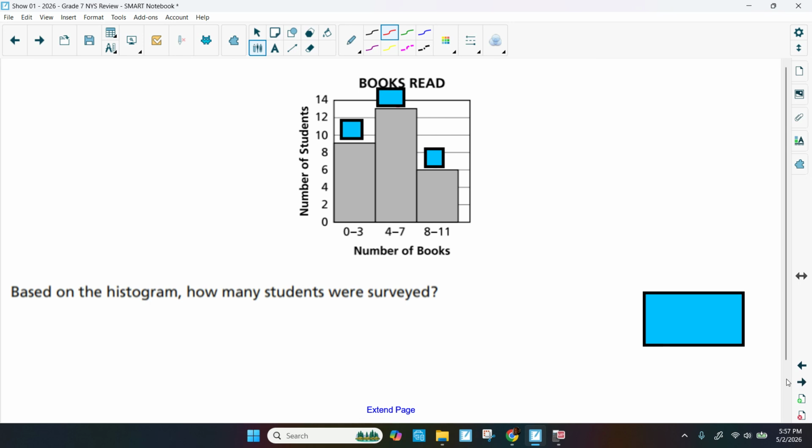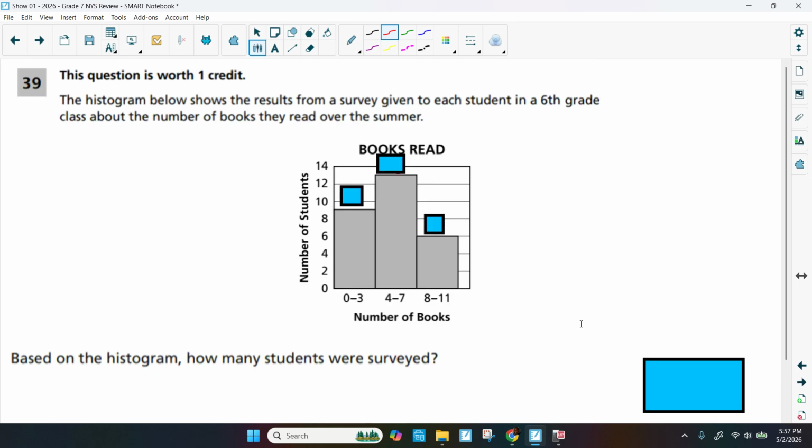All right, here's an interesting question. This is 39. It's worth 1 point, 1 credit. The histogram below shows the result from a survey given to each student in the 6th grade class about the number of books they read over the summer. So here's a chart with books read as the title. On the x-axis, or the bottom axis, it says the number of books people read. Like if they read one book, that would be in this category range, the 0 to 3. And we would be able to find the number of students who read 0 to 3 books on the y-axis up here. From 0 goes up to a high number of 14.